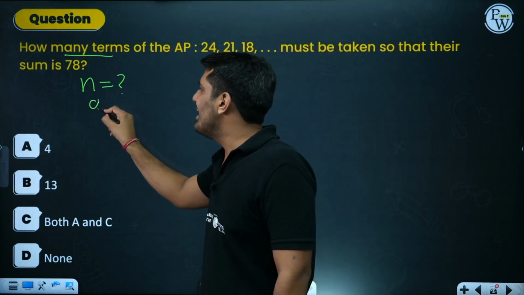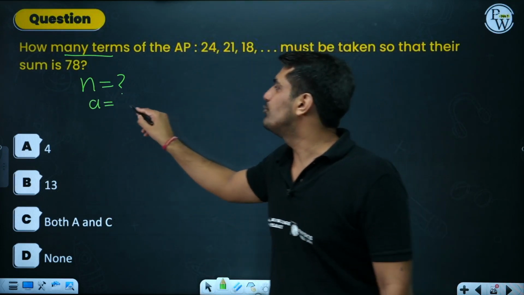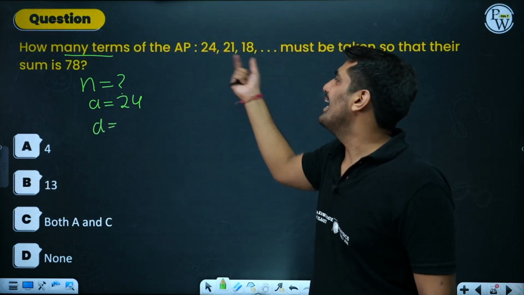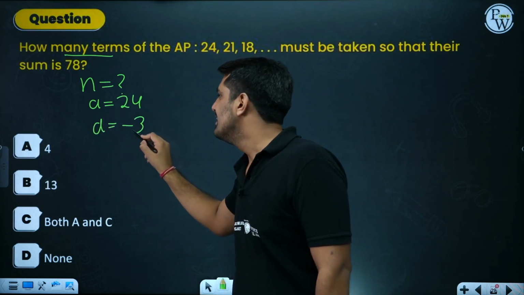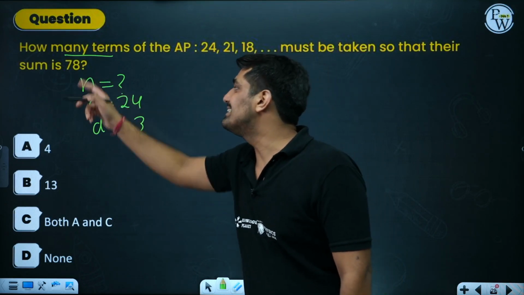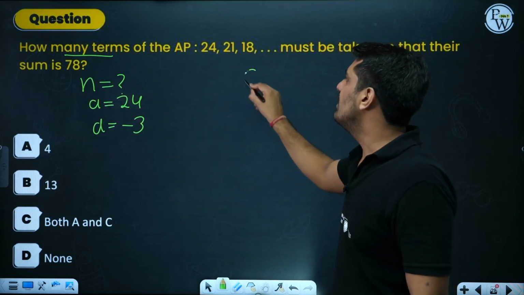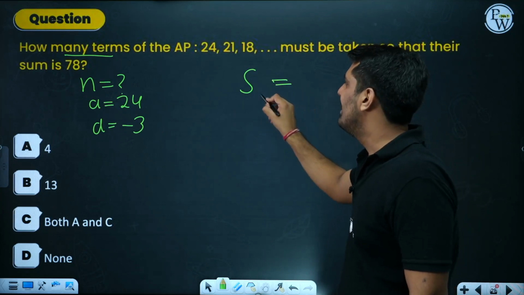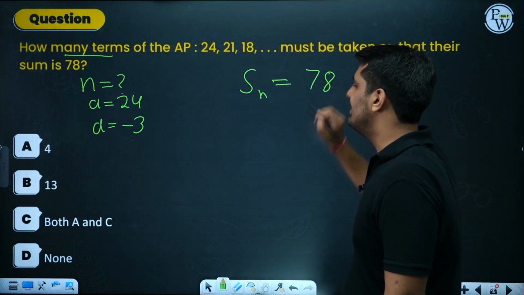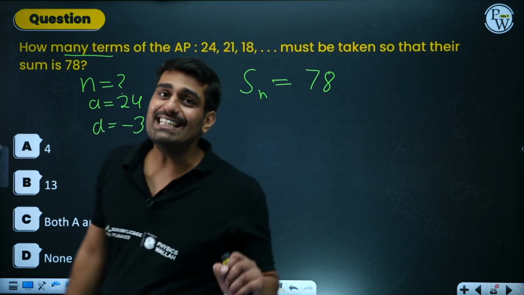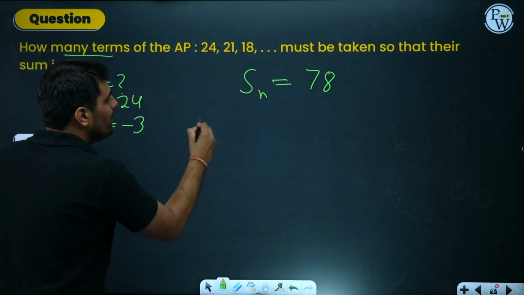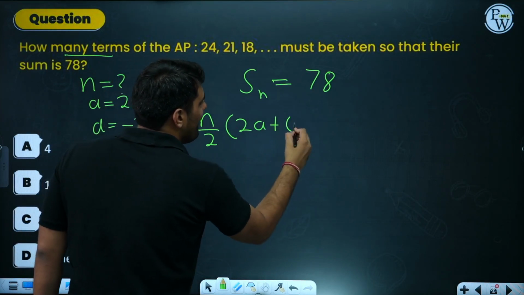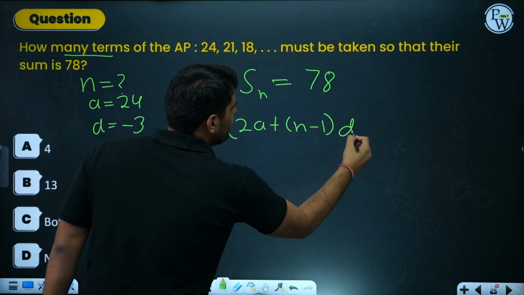The value of A is given to you as 24. The value of D is given to you as simply minus 3. The value of N is not known to you, but the sum of the AP is given to you: Sn is 78. Now, when Sn is given as 78, you can put up the formula n by 2, 2a plus (n minus 1) into d, equals 78.